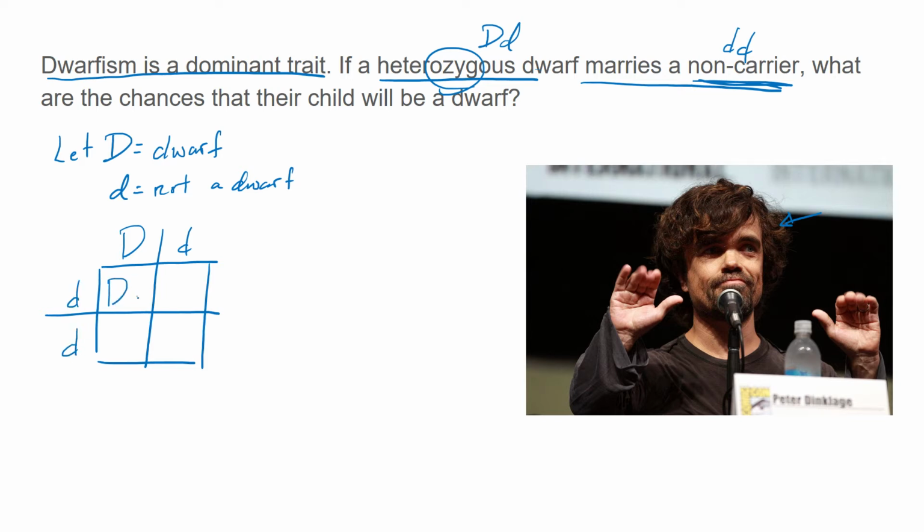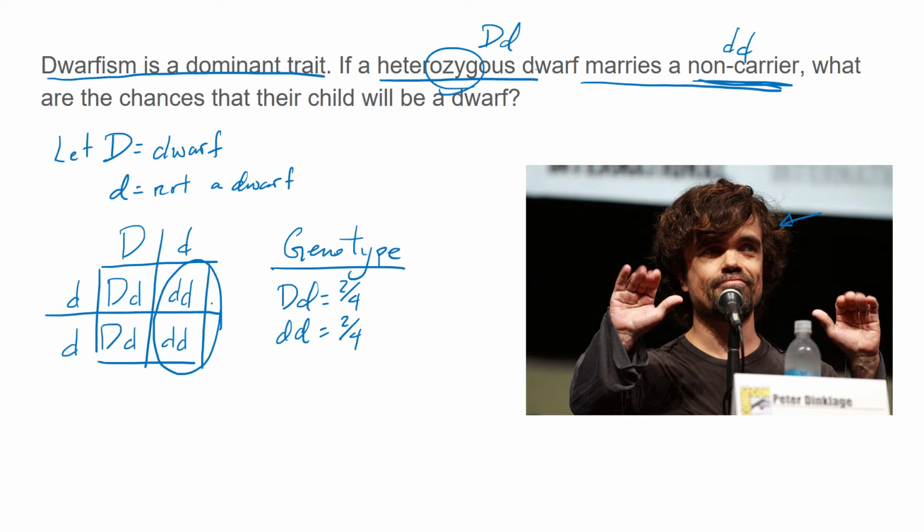Let's fill in the boxes. This becomes big D, little d; little d, little d; big D, little d; little d, little d. And if you notice, I always put the dominant allele first. That's just the formality of it. What's our genotype? Well, there's only two possible genotypes, big D, little d and little d, little d. Both of these occur 2 out of 4 times. That means it is a 2 to 2 ratio, and you could reduce it to just a 1 to 1 ratio.